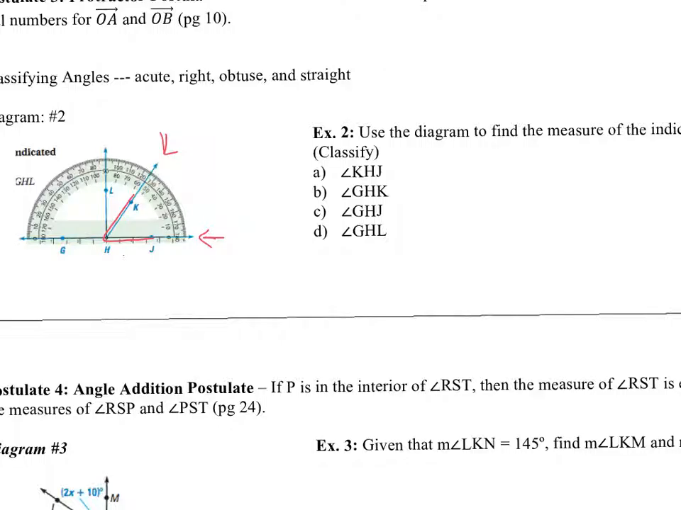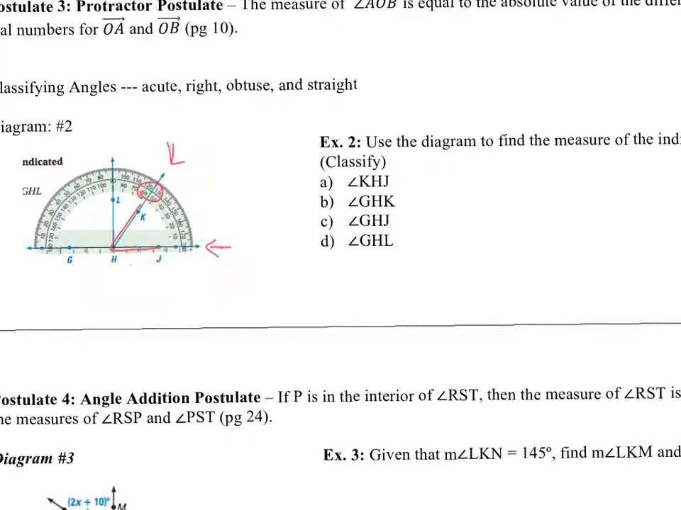Well, in this one, we want the smaller one because we have an angle that is not very big, so it's going to have a degree range less than 90. So in this case, I'm looking at this point right here, and that point is halfway between 50 and 60, and therefore we have an angle of 55 degrees. So my measure of angle KHJ equals 55 degrees. Okay, so let's look at the next example.